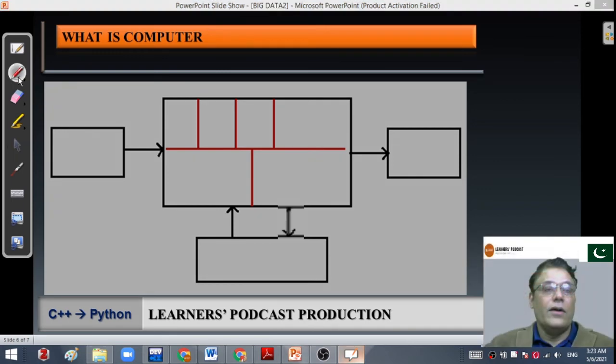If I now draw the basic computer model: input unit, output unit, RAM and the ROM, ALU, control unit, clock, registers. Okay, now I hope you can understand how the computer is working.